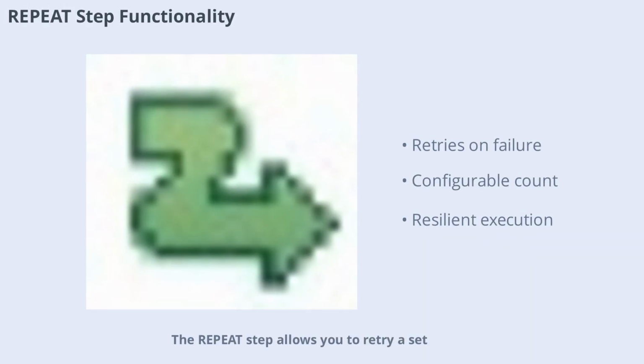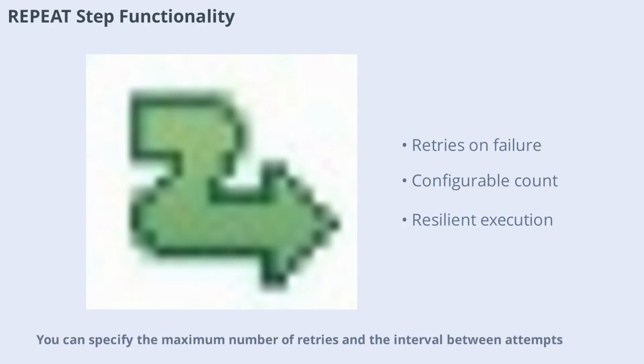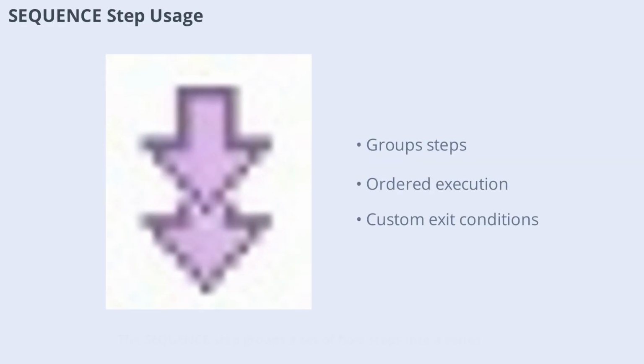Repeat step allows you to retry a set of flow steps based on success or failure conditions. This is useful for handling transient errors, such as network issues or busy servers. You can specify the maximum number of retries and the interval between attempts. The repeat step ensures that your flow service is resilient, automatically re-executing steps when necessary and minimizing disruptions in business processes.